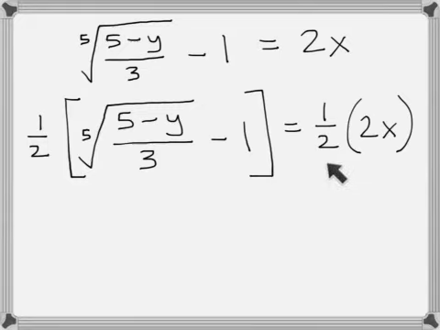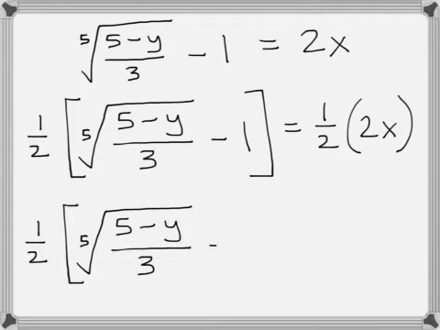And then over here on the right hand side I have 1/2 times 2x. That will cancel each other out. Or the 2 and the 1/2 will multiply to 1. And so now I wind up with just x over here on one side. So I've solved for x, which is what I wanted to do there. Okay.